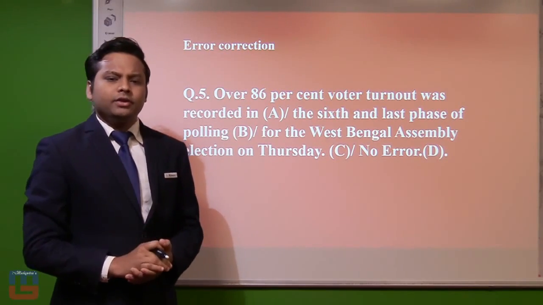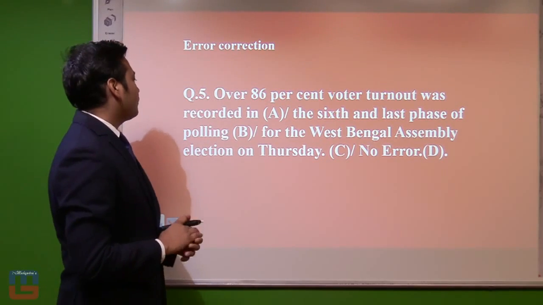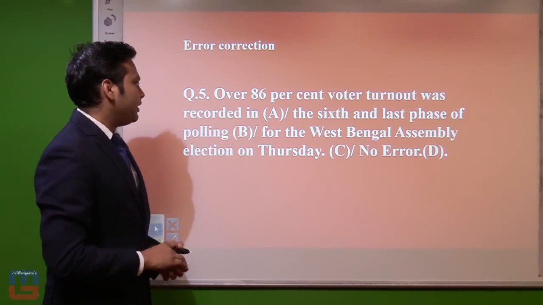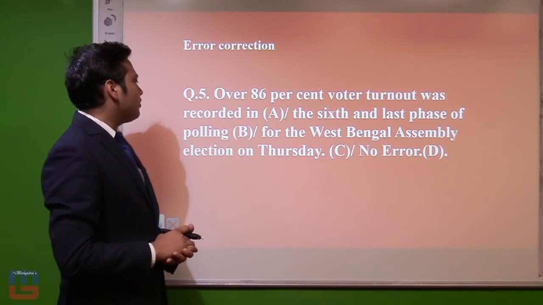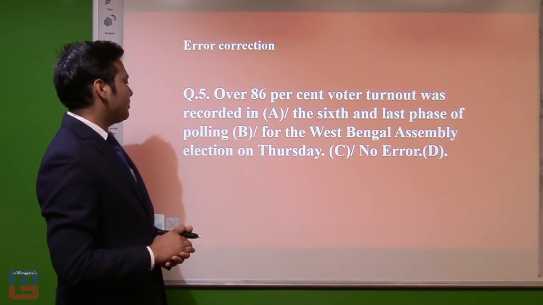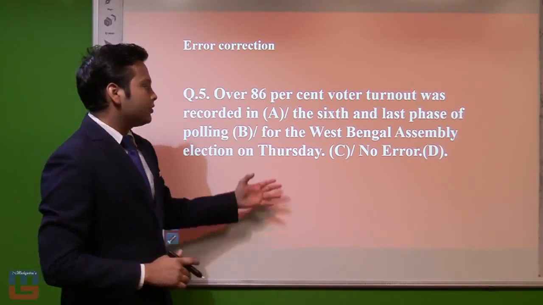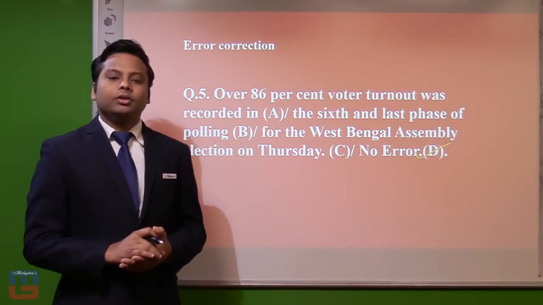Moving on to the next question. Over 86% voter turnout was recorded in the 6th and the last phase of polling for the West Bengal Assembly election on Thursday. Now we have to read it once again. Here we don't find any error in it, so we have to go with option D. So for question number 5, our correct option is D.